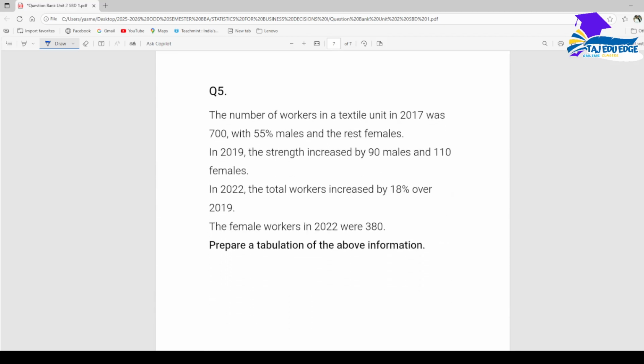The number of workers in a textile unit in 2017 was 700. So total 700 textile workers were there, out of which 55% are males. So the remaining are females. You know that. In 2019, the strength increased by 90 males. Additional of 90 males and 110 females has come in 2019. In 2022, the total workers increased by 18% over 2019. The total workers which you will have in 2019, male and females together, on that you have to take 18%, add that 18% number. Later you will get the 2022 data. From that, 380 are female. So the remaining are male.